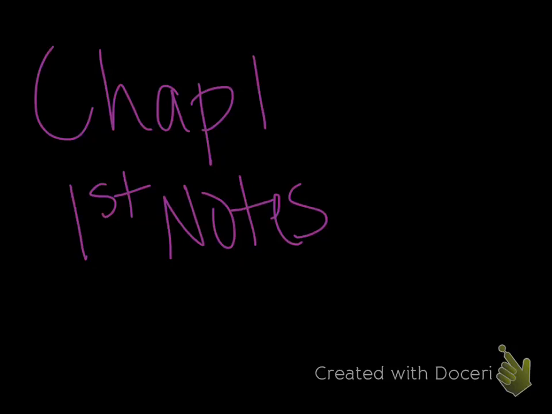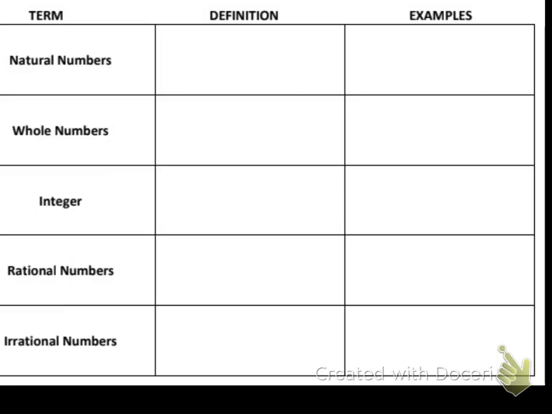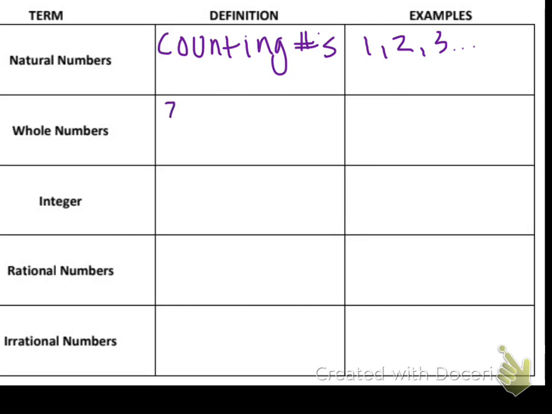Today we're doing Chapter 1, first set of notes, and it's about classifying numbers. So some definitions: your natural numbers are your counting numbers. So obviously if we were counting, the first number that we could use to count would be 1, 2, 3, and so forth. Your whole number is your introduction of your 0, and then your counting numbers. So my list would go from 0, 1, 2, 3, and so forth.